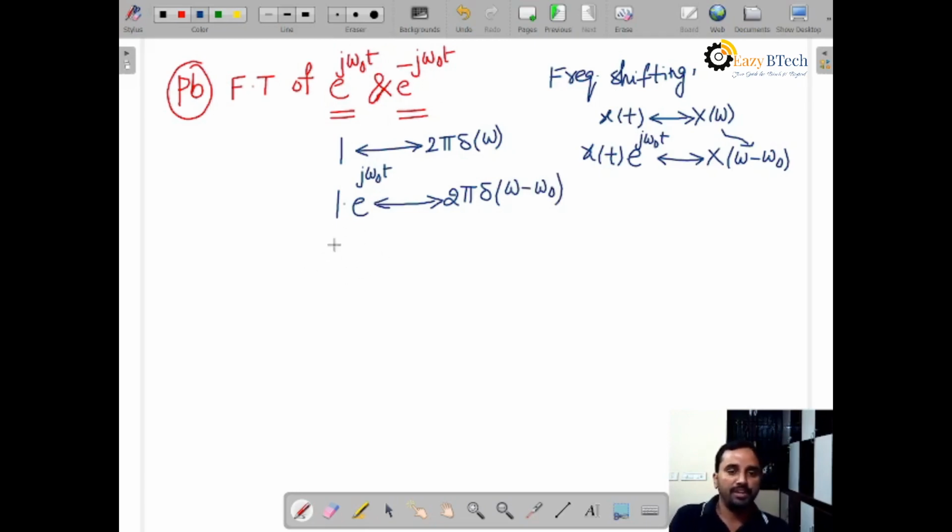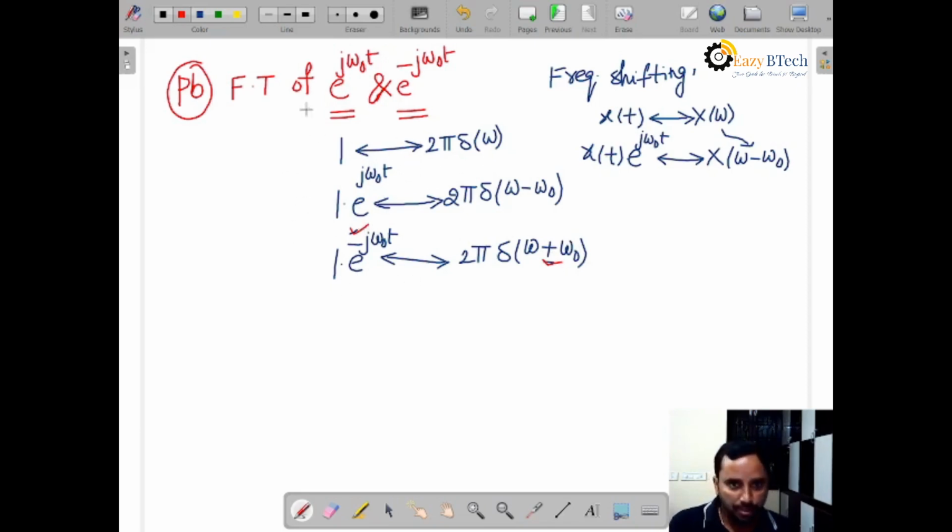Similarly, for minus j omega naught t, we can take it as 1 into e power minus j omega naught t. So what is the Fourier transform here? 2 pi del of omega plus omega naught, because of the minus sign. Here we have a minus sign, so you get plus. Understand? Clear or not? With minus j omega naught t, here you get plus omega naught. So this is very simple.